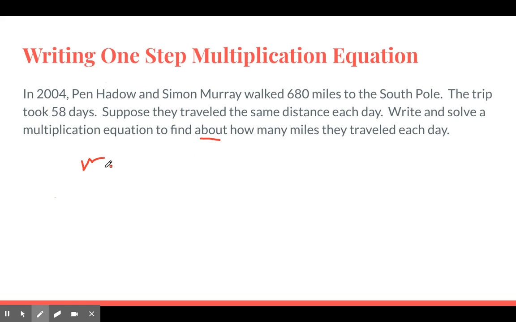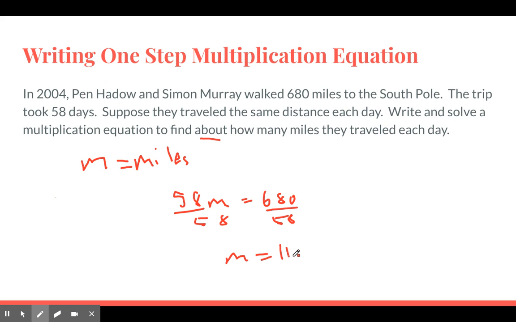So I would use m equals miles. And then I would do 58m equals 680. And then dividing by 58, m equals 11.7. And so when we see this keyword about, we would use 12 equals m as our final answer.